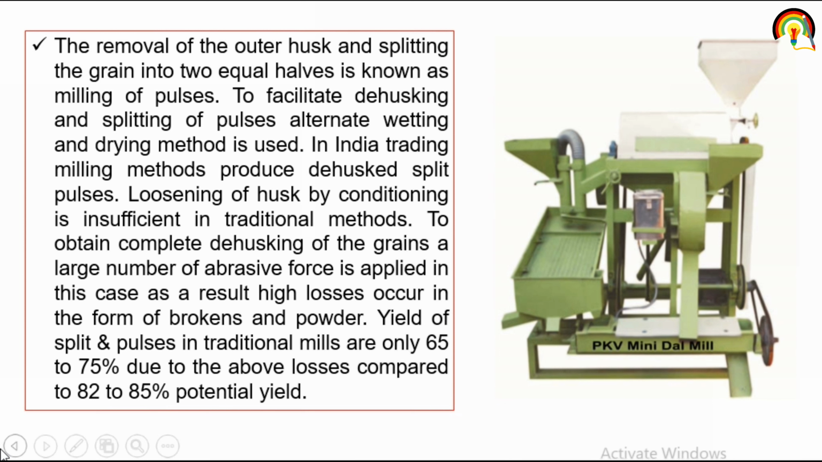The removal of the outer husk and splitting the grain into two equal halves is known as milling of pulses. This is a milling machine, and to facilitate dehusking and splitting of pulses, the alternate wetting and drying method is used. In India, the traditional milling method produces dehusked split pulses, and removal of husk by conditioning is insufficient in the traditional method. What is the conditioning method? We will also discuss this process.